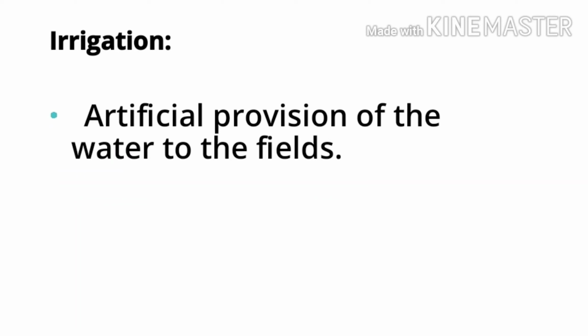Irrigation is the artificial provision of water. We all know that. And why do we need irrigation? India, we all know, is an agricultural country, and for the increase in the production of agricultural products, water is very important. But if there is failure of rainfall, then artificial provision of water has to be done.